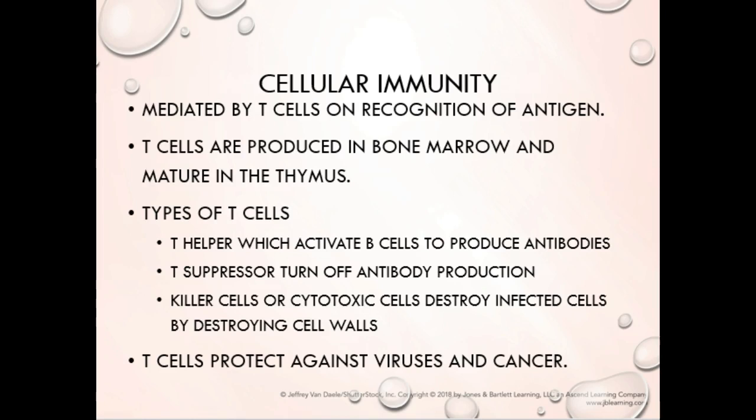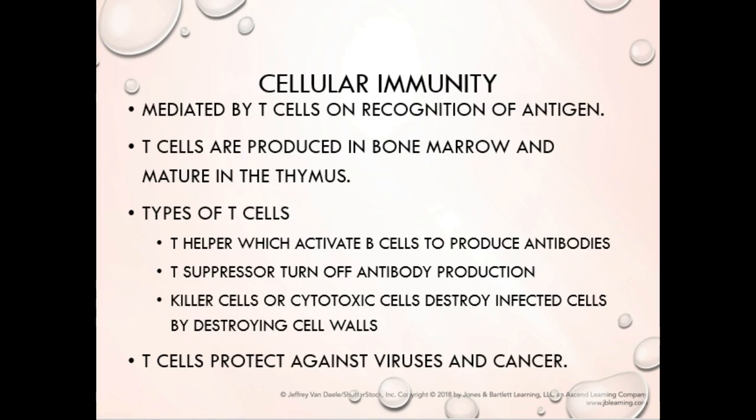Now, there's different types. So a T helper cell activates B cells. So that is going to help the B cells to produce what are called antibodies or immunoglobulins. And we build up these antibodies over time. And I'll tell you what those antibodies do in a little bit. But they provide several means by which we can kill infectious agents.